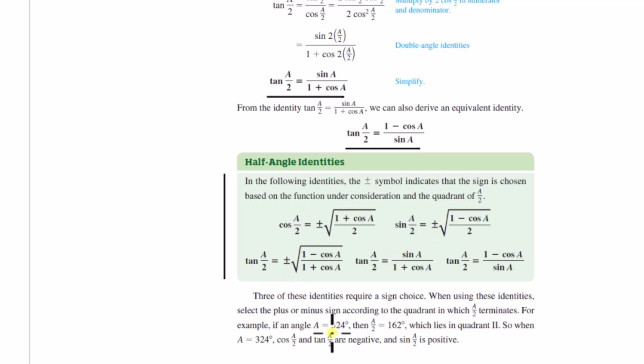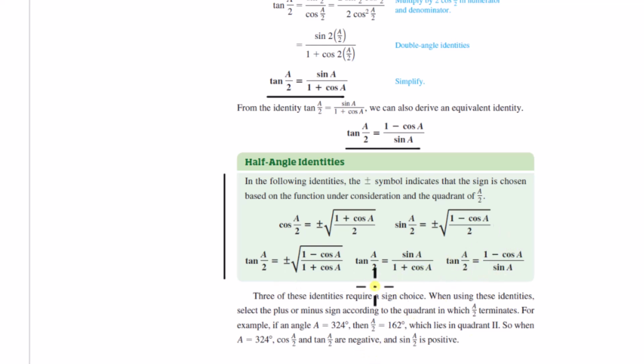Like if the angle is 324 degrees, then a divided by 2 is 162, which lies in quadrant 2. So that means that, if we had cosine of an angle in quadrant 2, tangent of an angle in quadrant 2, we know the signs of those. So we can keep the plus or the minus, depending on the circumstance.